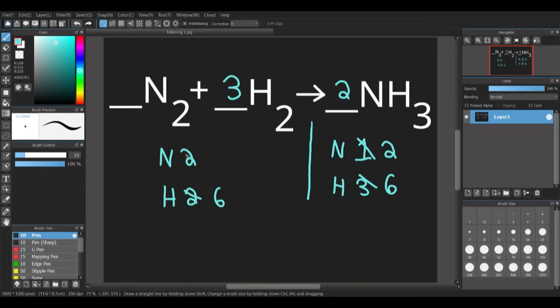Now the final check to make sure we did it right. 2 nitrogens, 2 nitrogens. 6 hydrogens, 6 hydrogens. Since we have the same of all species on both sides, we know that our balancing is correct.